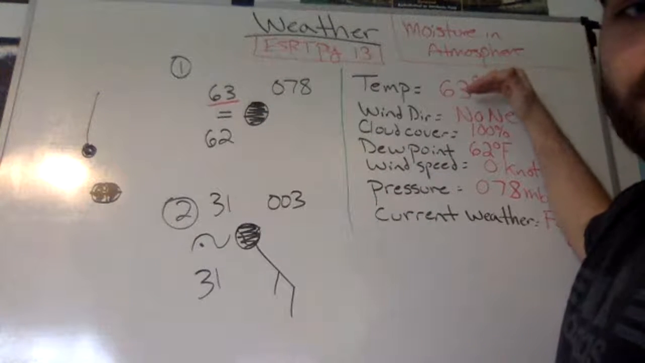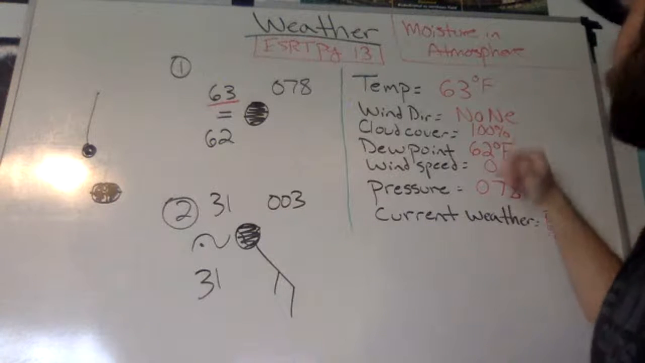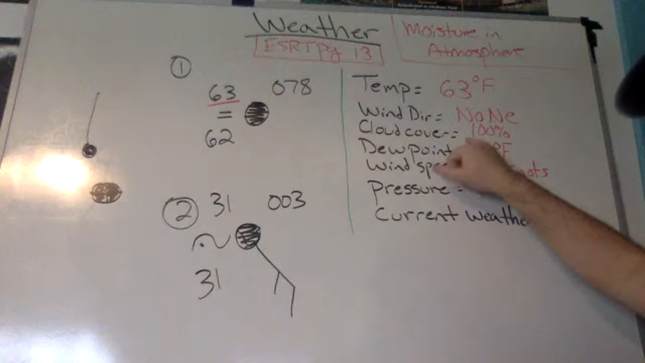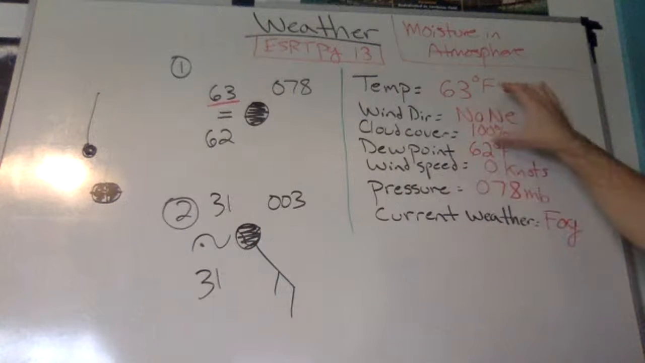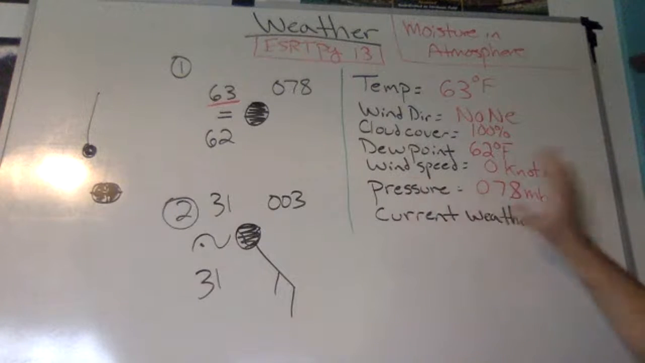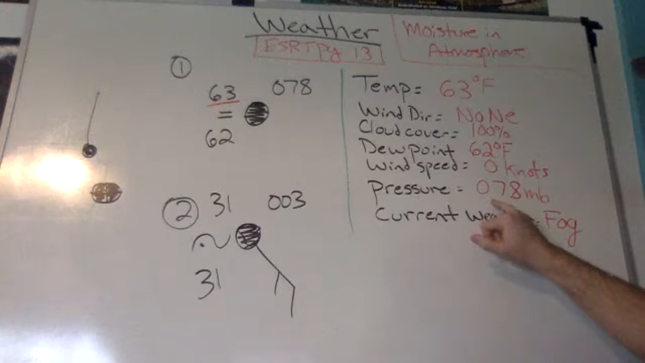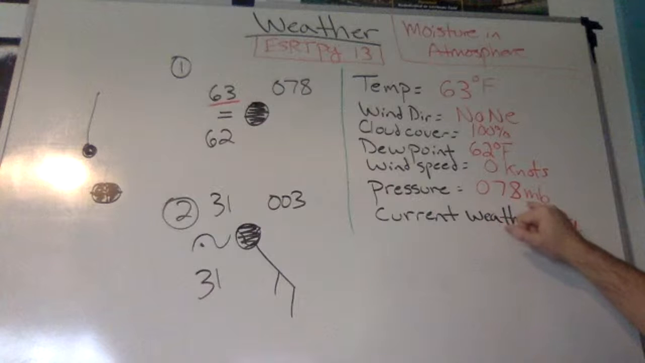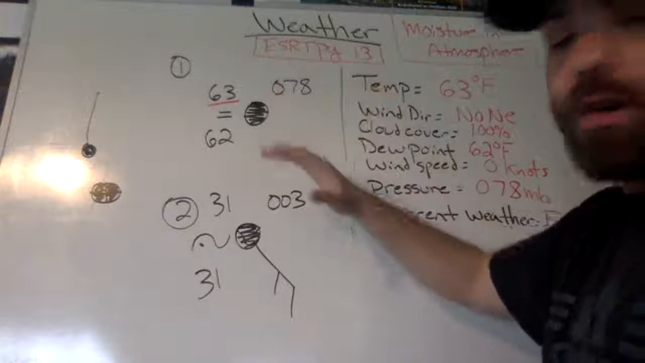So: 63 degrees Fahrenheit, and there's no wind direction because there's no wind. Cloud coverage is 100%. The dew point is 62, so it's really close to the temperature, and we're going to get into why that's important in the next PowerPoint. Wind speed, nothing, because there's no wind. The pressure is 0.78 millibars, which we're also going to get into in our next PowerPoint. And then the current weather, it's foggy. So that's for number 1.